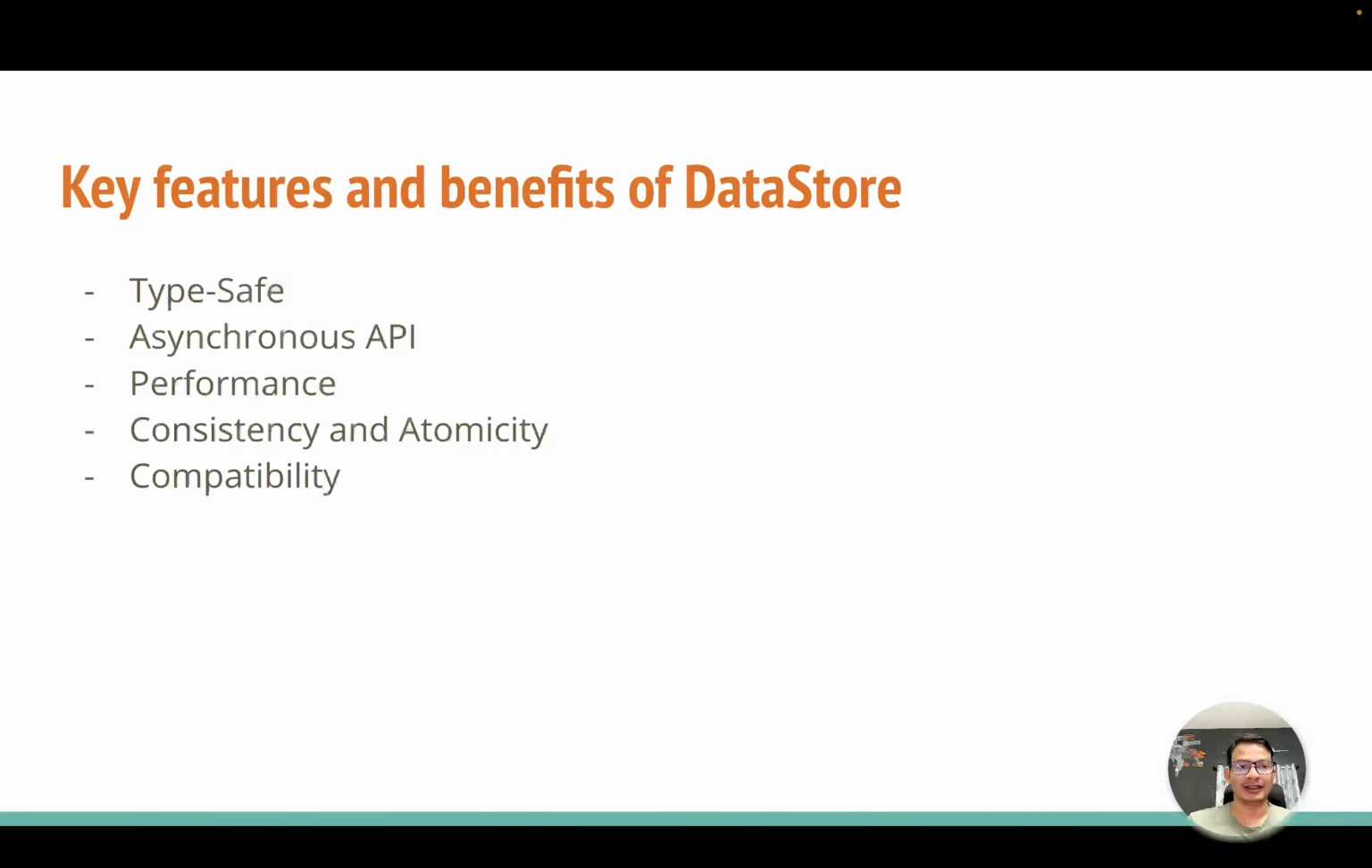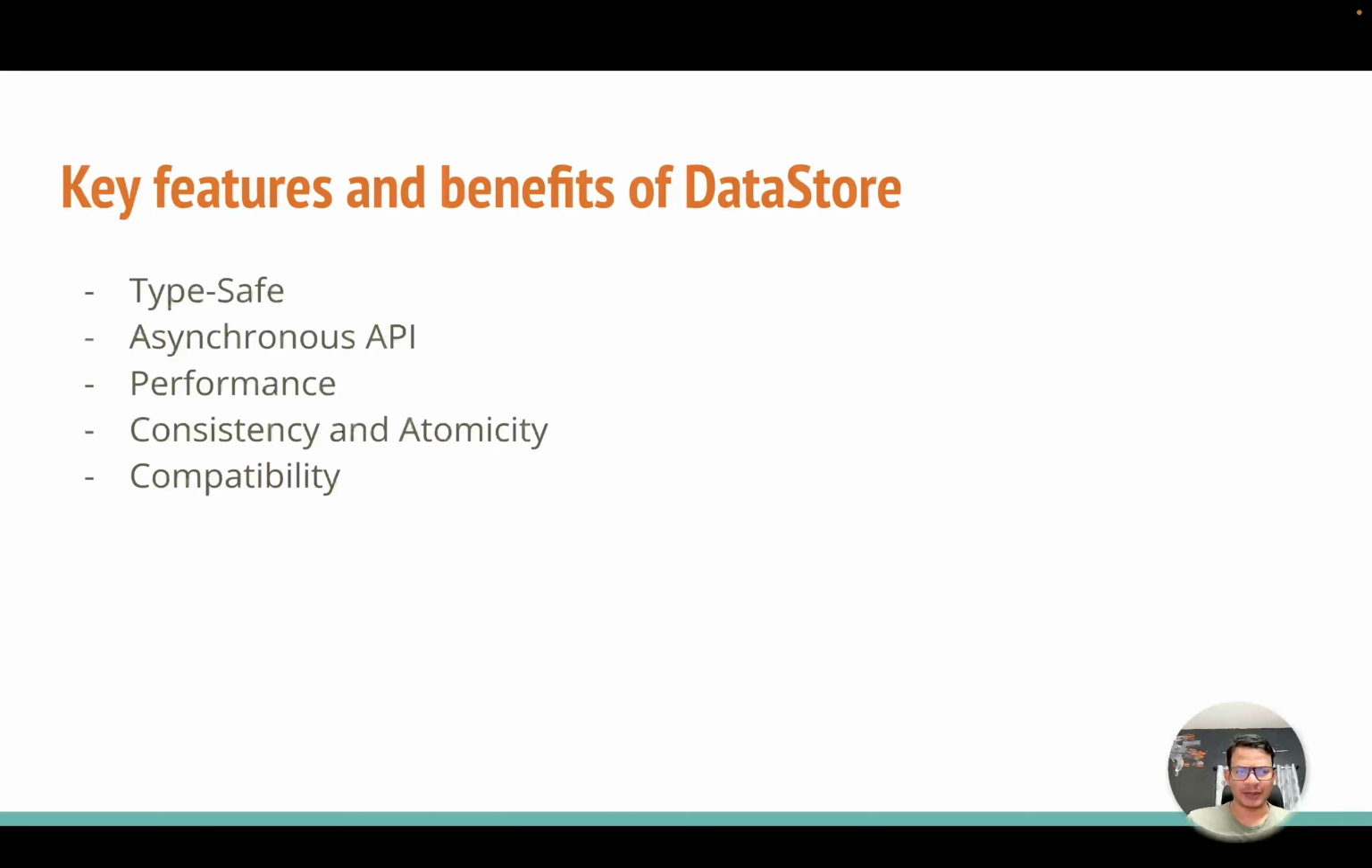In the next slide I will show you the key features and benefits of DataStore over shared preferences. The first and important feature is that DataStore is type safe, because it utilizes Kotlin type-safe APIs that reduce the risk of runtime errors. The second one is asynchronous APIs. DataStore provides coroutine-based asynchronous read and write operations, which are essential for not blocking the UI thread. So whatever operation it's performing runs off the UI thread using coroutines.